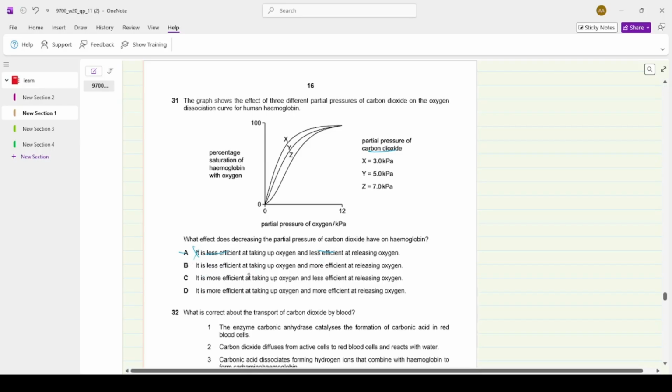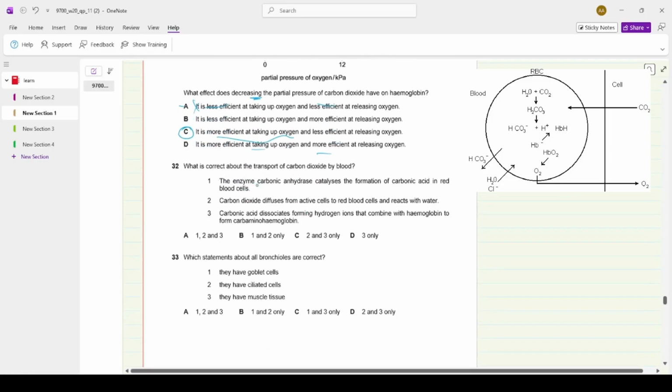Then B, it is less efficient at taking up oxygen and more efficient at releasing oxygen. Here we are decreasing the partial pressure and it's the opposite. If we decrease, then it can take up more oxygen. It is more efficient at taking up oxygen. I think this is around the lungs. So it is more efficient at taking up the oxygen and less efficient at releasing it. So this is more convincing. C, it is more efficient at taking up oxygen and more efficient at releasing. Again, it can't be in one direction, it is always antagonistic.